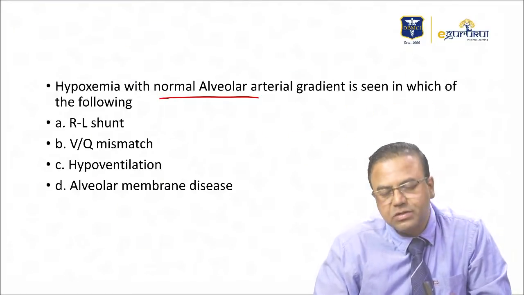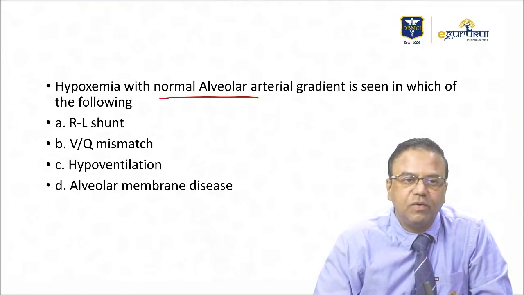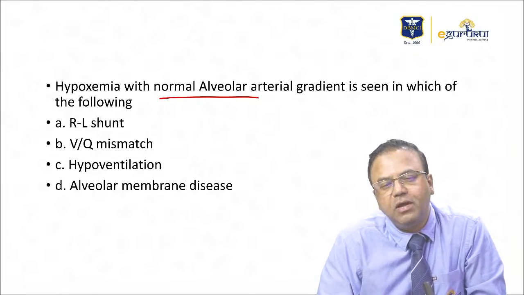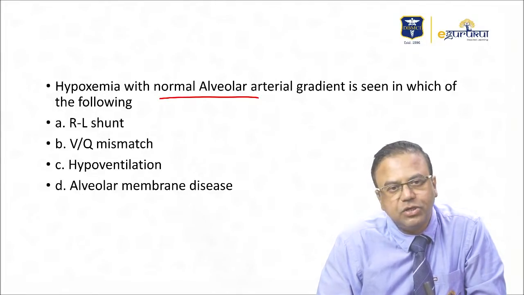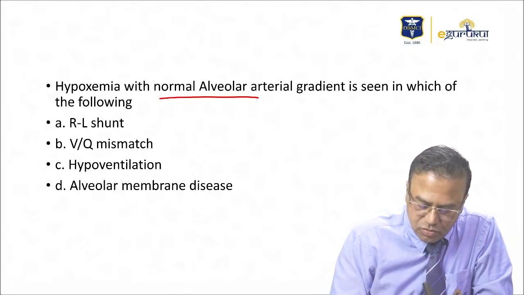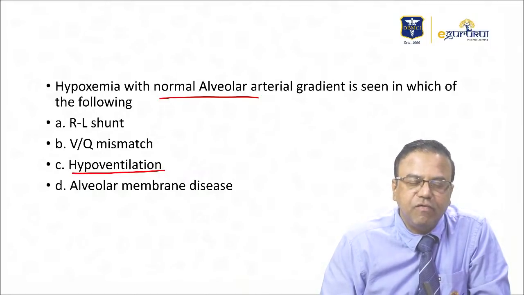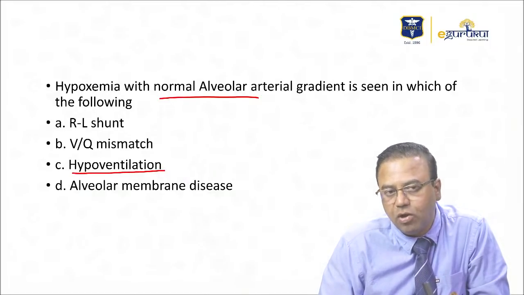Coming back to what I was just trying to tell, if you get this kind of question, and if you remember the basic physio and the formula that we discussed, I think this question should be very easy to answer. So in all these conditions, you can get hypoxemia, but the one condition where you find alveolar arterial oxygen gradient normal or low, the answer should be hypoventilation.